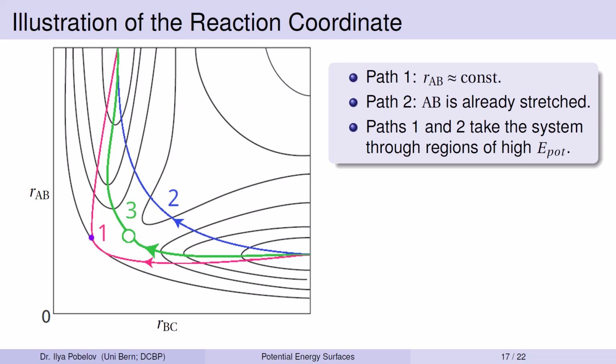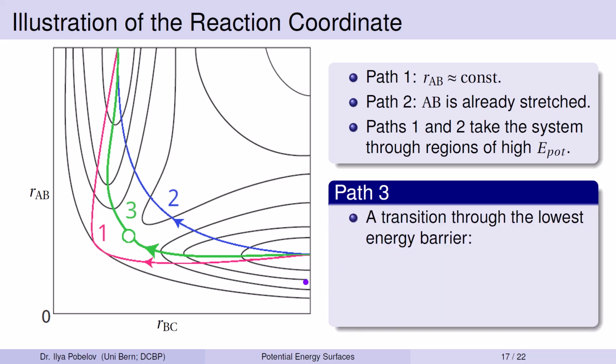However, both paths 1 and 2, although feasible if the molecules have sufficient initial kinetic energy, take the system through regions of relatively high potential energy. In contrast, path 3 represents the most favorable route. As atom C approaches, the AB bond stretches slightly, allowing for a transition through the lowest energy barrier, the saddle point of the potential energy surface, marked here by a circle.